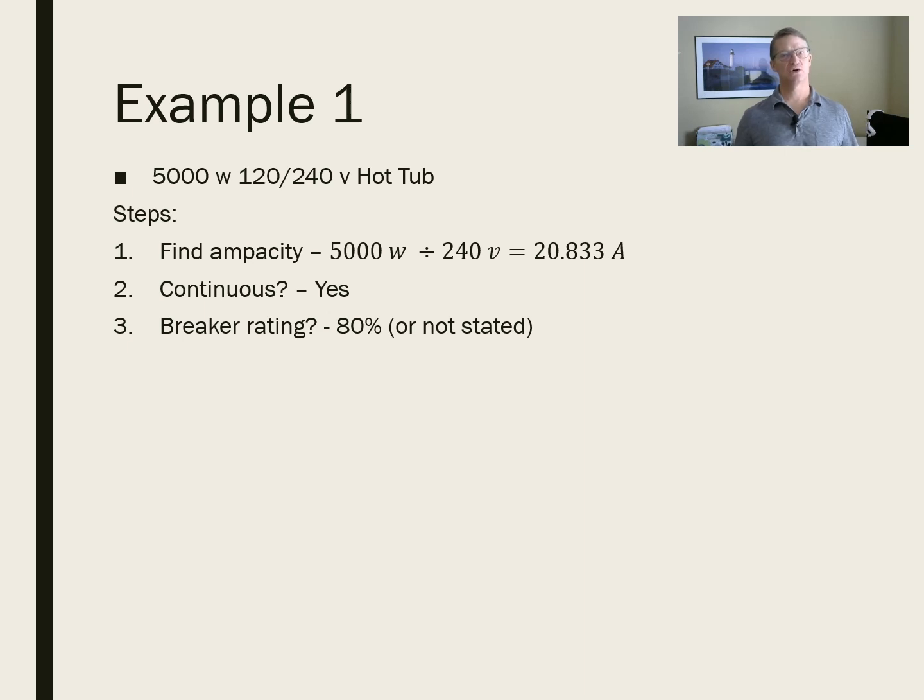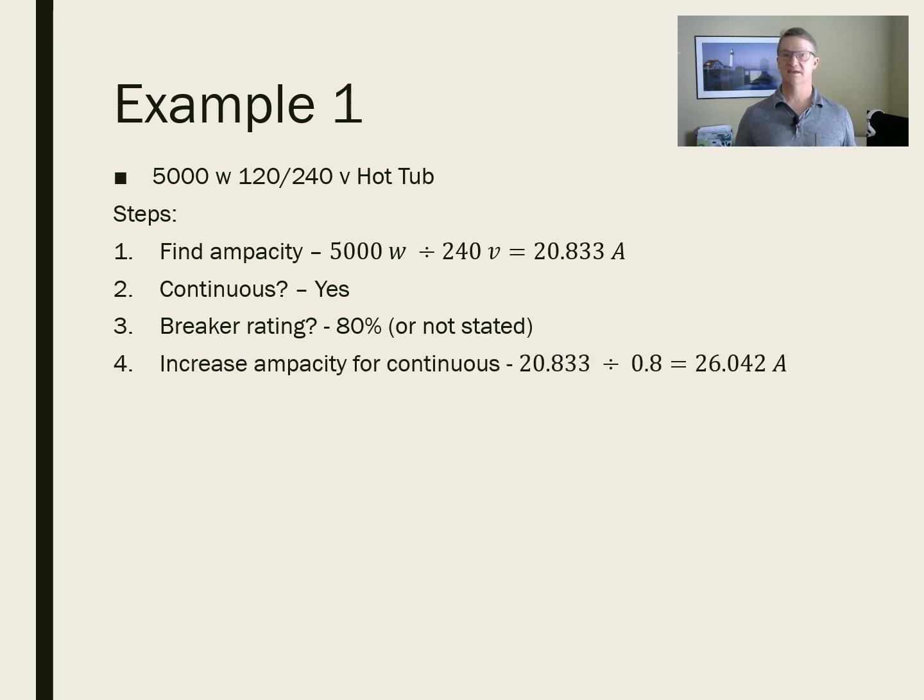After that, we need to know what kind of breaker we're going to use, and the breaker we're going to use is an 80% rated breaker. Our next step then is to make sure that we are increasing the ampacity by our continuous factor of 0.8. So we take 20.833 and divide it by 0.8 to get the value required for our conductor. So now we come up with an ampacity of 26.042 amps.